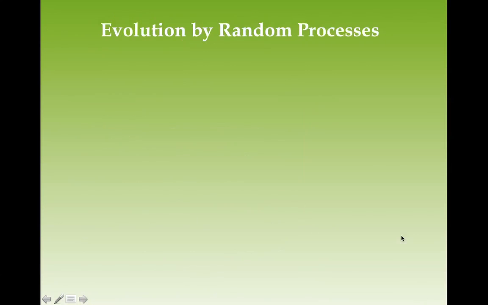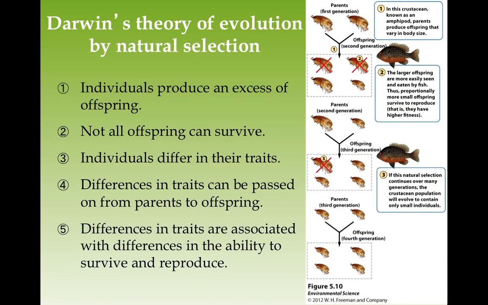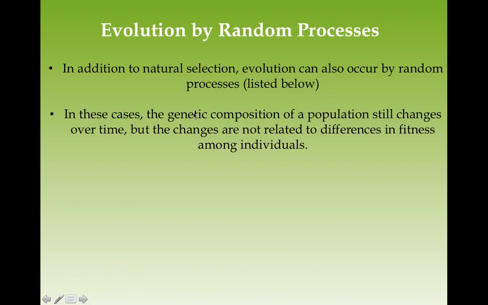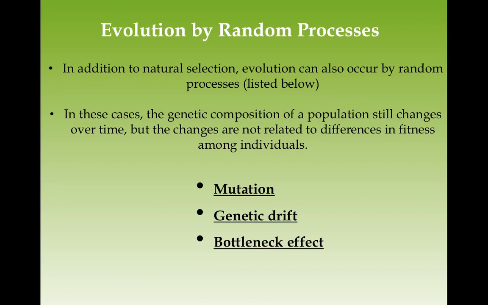Okay, so in addition to natural selection, there is also evolution by random processes. So you may not have learned about this before, but it's very important, where you can get this evolution not because of certain adaptations, but because of random things that happen in the environment. They're not related to fitness among individuals, but the genetic composition of a population can still change. Okay, so there are 4 different mechanisms that we're going to go over: mutation, genetic drift, bottleneck effect, and the founder effect. So some of these might sound familiar to you.